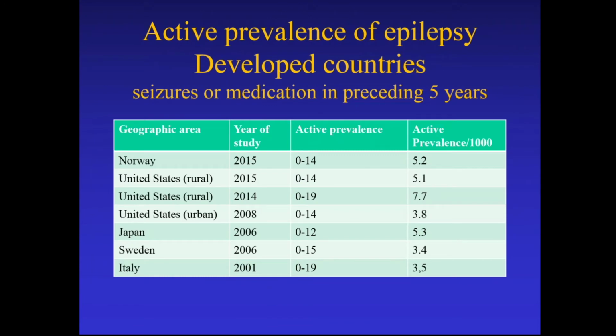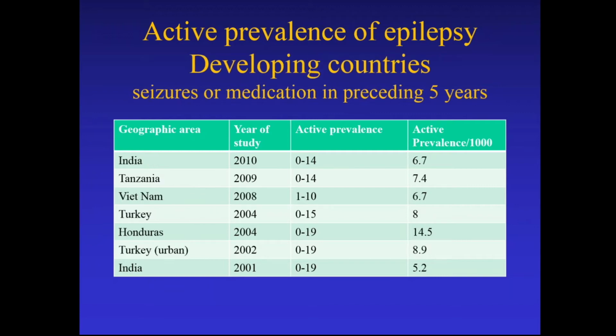These are some estimates from some recent studies in children from developed countries. In children through 14 or 19, between 3.5 and 7 per thousand. For developing countries using the same definitions of seizures or medications in the preceding 5 years, we do see a somewhat higher prevalence, suggesting a higher frequency, and that gives us some clues that there may be differences, and one may want to see why there are differences between the countries, and it may give you clues to causes.